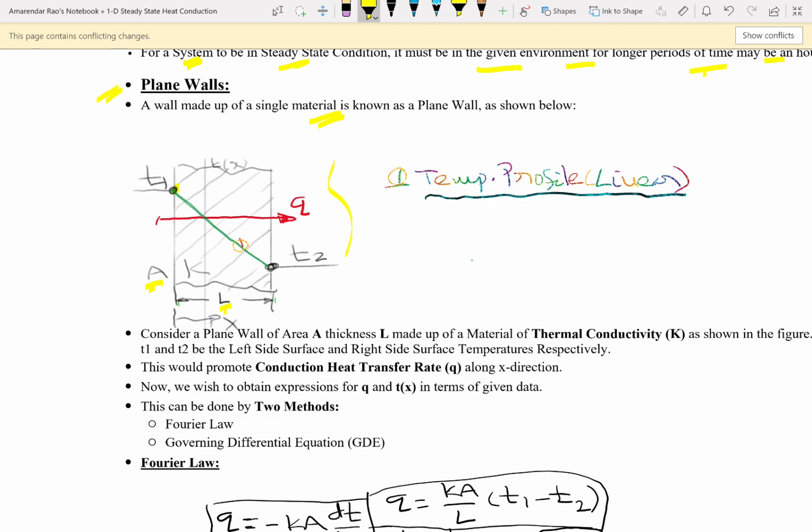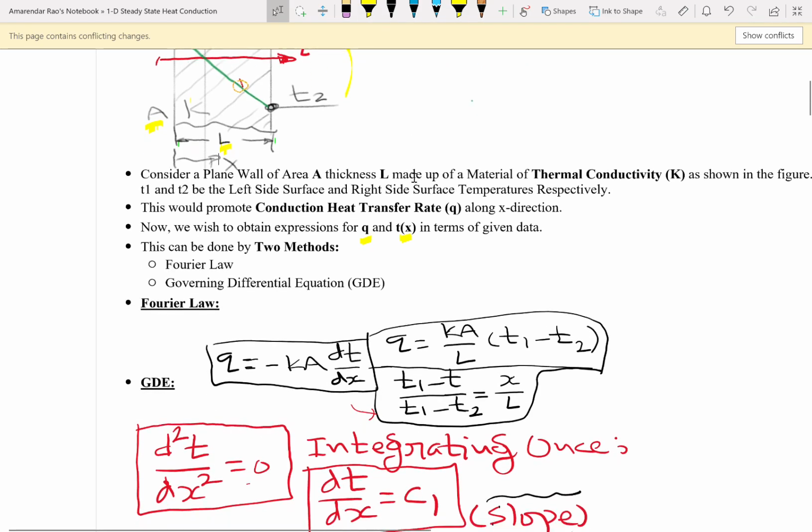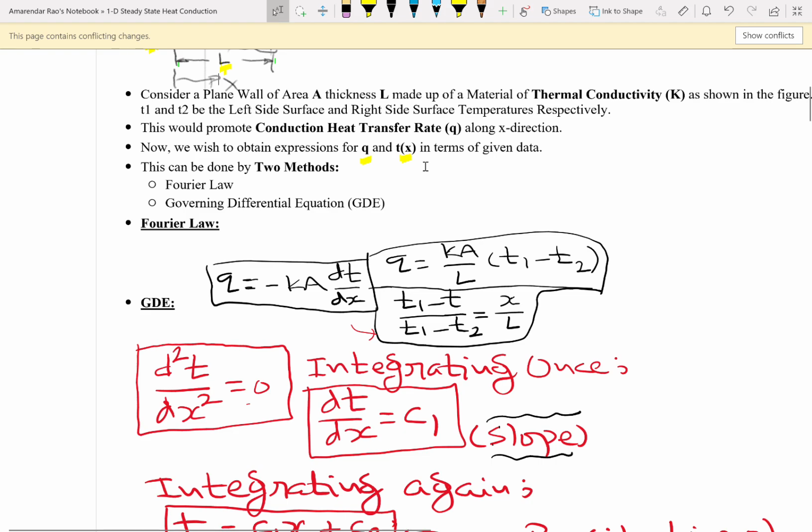Now we would be interested in finding out the expression for heat transfer rate and temperature profile in terms of available data. When I say available data, we have area, we have material, we have thickness, and we have both the surface temperatures. And this can be done by two methods. One is the classical Fourier law can be adopted. The other one can use the governing differential equation.